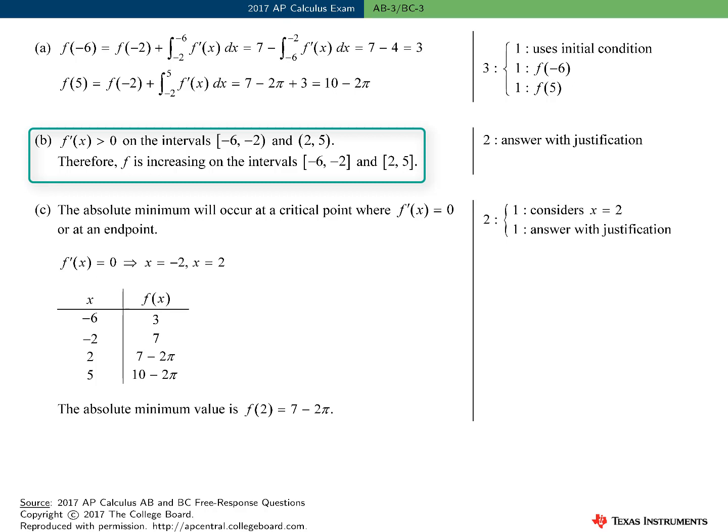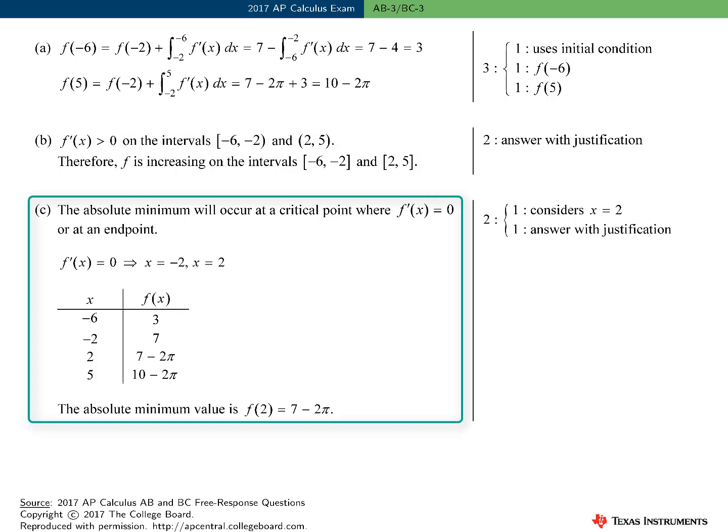Note that the intervals on the scoring standard do include the endpoints, but I want to remind you that inclusion or exclusion of the endpoints doesn't matter for scoring, but by strict definition, the endpoints should be included. Part C was worth 2 points, and the solution presented involves an appropriate table of values of the function f. We evaluate f at the critical values and at the endpoints of the closed interval. We then select the absolute minimum value of f from this table.